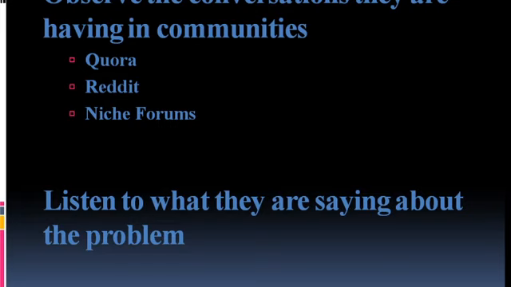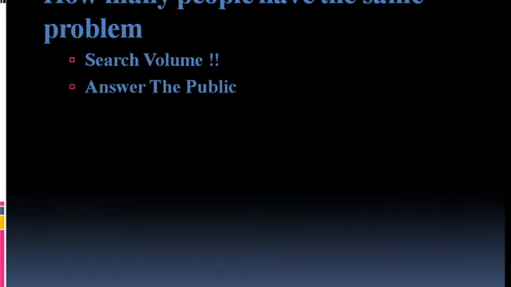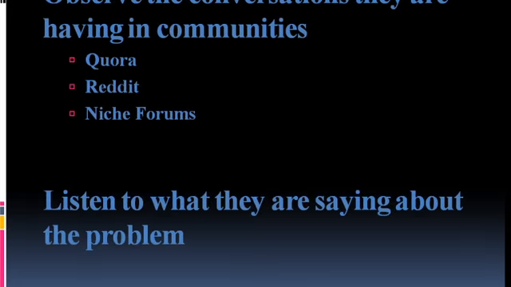Then, of course, we look at the conversations that these people are having in communities. After finding out that so many people have the same problem, I'll also show you in a bit how I decide the search volume. But after I decide how many people have the same problem, I actually look at the conversations they have in communities. A very good place to search is Quora, Reddit, and niche forums.